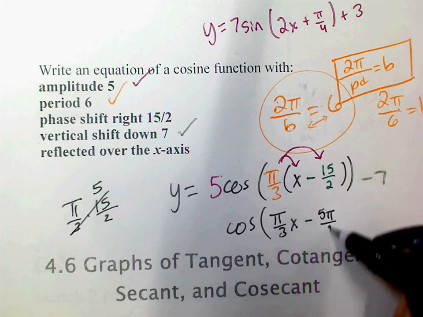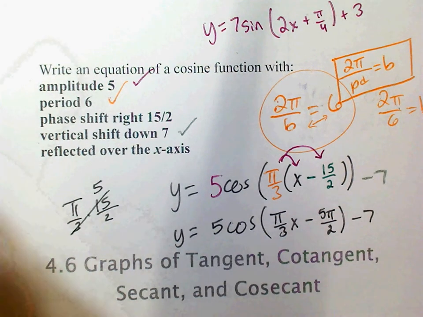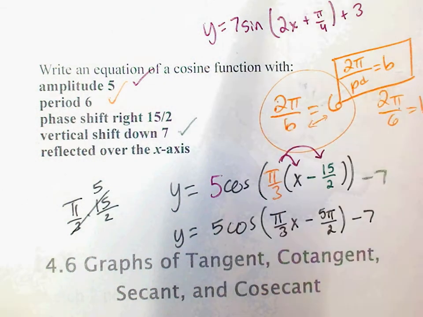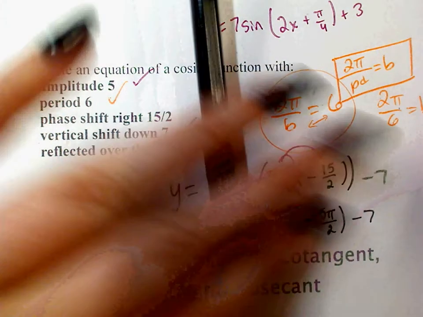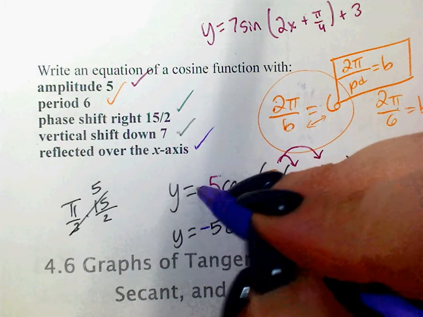Okay, what are we missing? Yep, we do need a negative. So I took care of that already. And then reflected over the x-axis puts a negative in front of the 5. Okay.